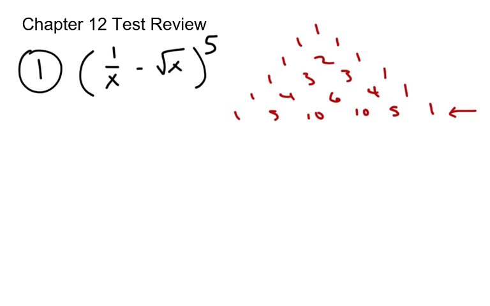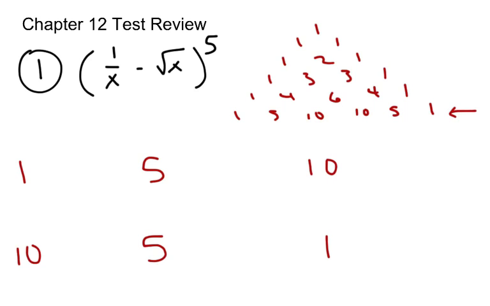Remember that the way this works is the first term in the binomial starts with the largest power and decreases by 1 each next term. The second term in the binomial starts with an exponent of 0 and works its way up, so that the last term in this expansion should have the square root of x to the 5th. So I'm going to start by writing 1, 5, 10, 10, 5, 1.